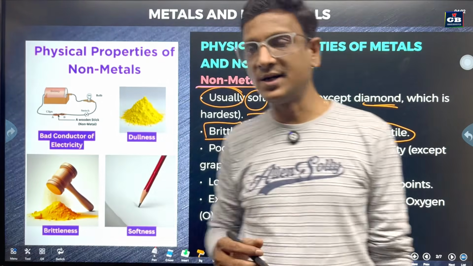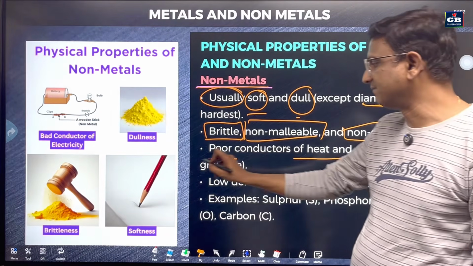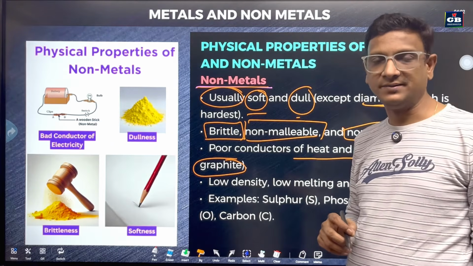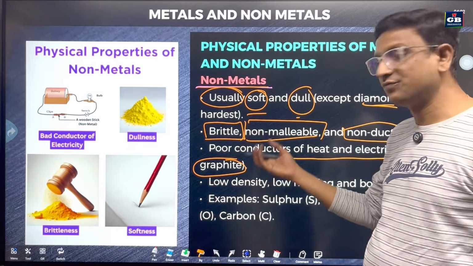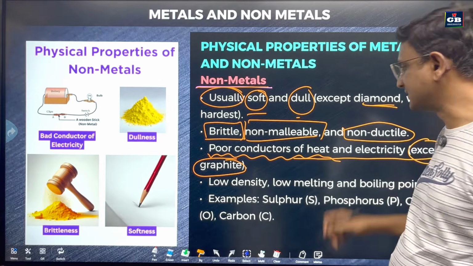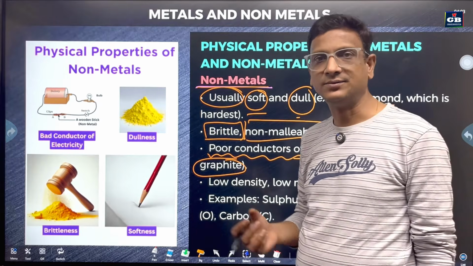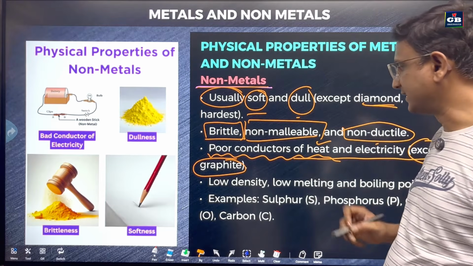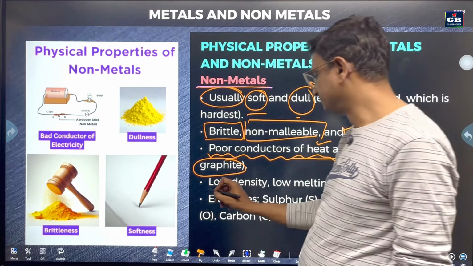Non-metals are poor conductors of heat and electricity, except graphite. Here is an exception. Graphite is a good conductor of electricity. But mostly, most of these non-metals are poor conductors of heat and electricity. They do not conduct heat and electricity, whereas the metals are good conductors of heat and electricity. Now, density.